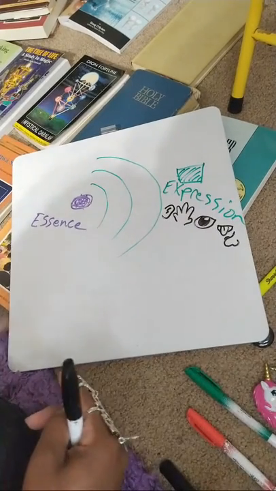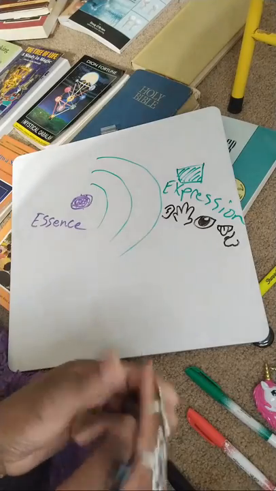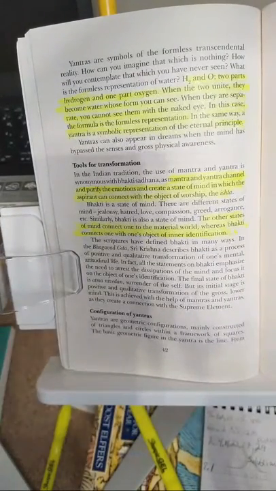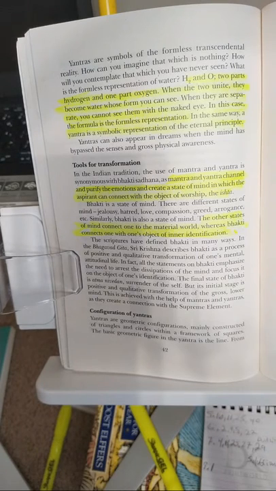Stray Panther says, can you quickly go over bhakti again? Page 42. For certain. Just so happens that I'm on that page. Let's talk about it. So, tools for transformation. In the Indian tradition, the use of mantra and yantra is synonymous with bhakti sadhana, as mantra and yantra channel and purify the emotions and create a state of mind in which the aspirant can connect with the object of worship, the ishta.